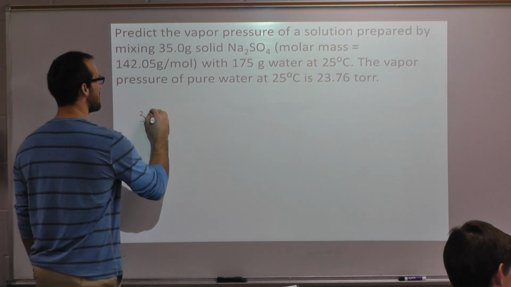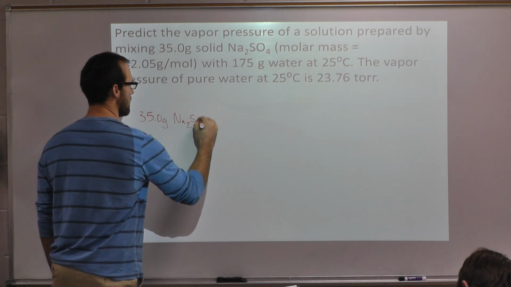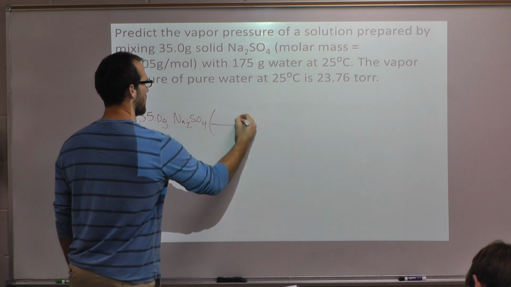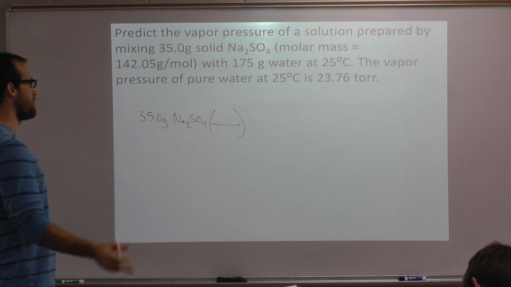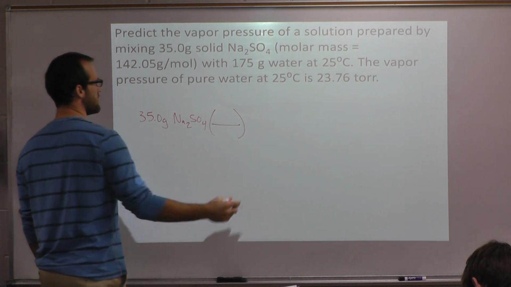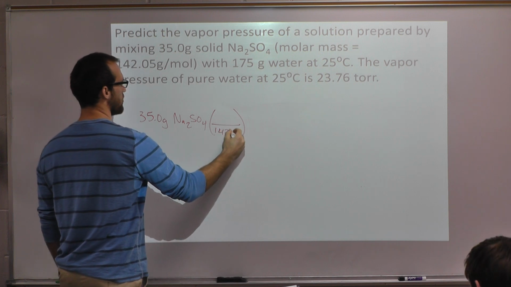Okay, same idea. So 35.0 grams of a certain ionic compound here. I want to get that to moles because the predominant factor dealing with this is how many particles you have from the mole ratio, mole fraction. What do we got? 42.05.